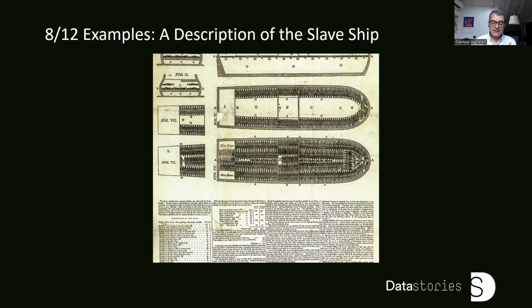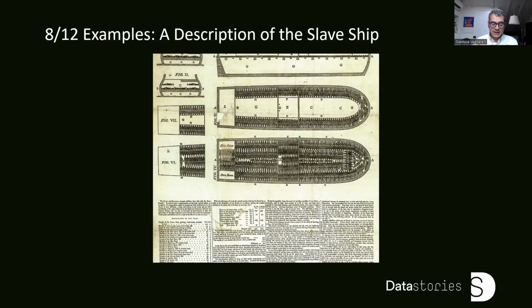Consequently, due to these difficult conditions, diseases such as smallpox, scurvy, and dysentery spread enormously during the trip, and a lot of women and men died during it.